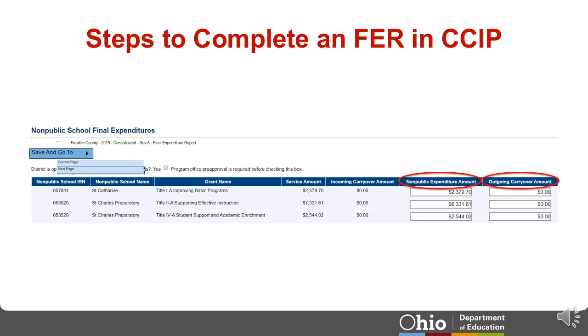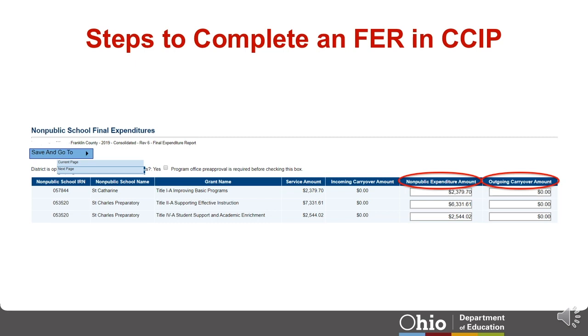Enter the outgoing carryover amount you wish to carry over for the non-public schools. Please note that only amounts in excess of the incoming carryover amount can be entered as outgoing carryover. For example, if St. Catherine's had incoming carryover of $1,000 and a service amount of $2,379.70, but only reported $500 in expenditures, the maximum allowed to carry over is $2,379.70. The remaining $500 of incoming carryover would be forfeited.